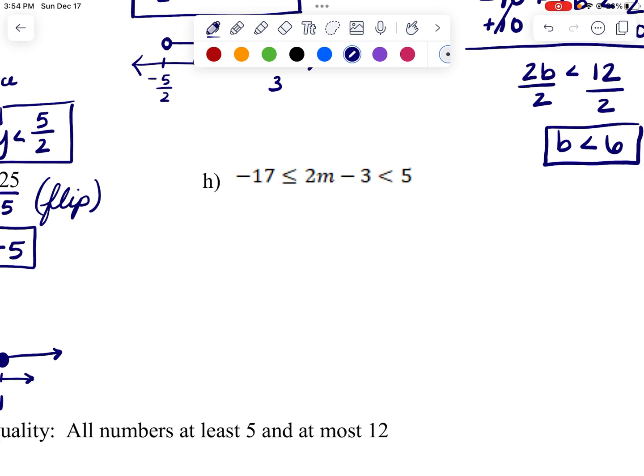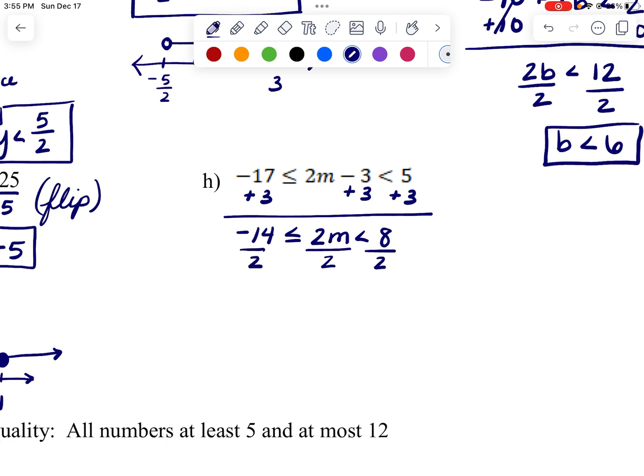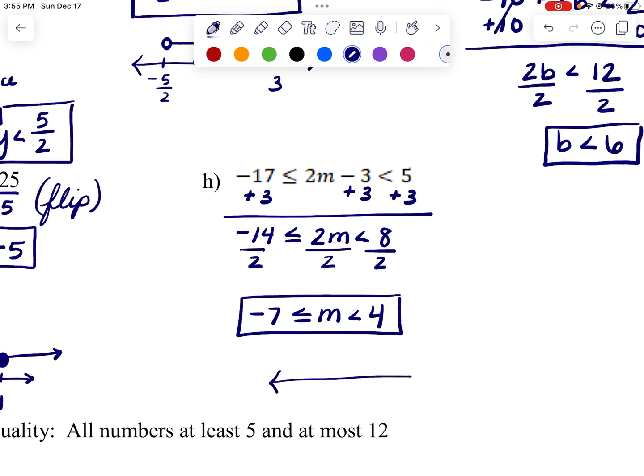Again, it's an AND statement, so I need to get the middle alone. So I'm going to first add 3, but I do it to all 3 parts. So this is -14 is less than or equal to 2m, which is less than 8. Now I can divide all 3 parts by 2. So -7 is less than or equal to m, which is less than 4. And again, similar to the one up top, -7, 4, closed circle for -7, open circle for 4, and it's in between.